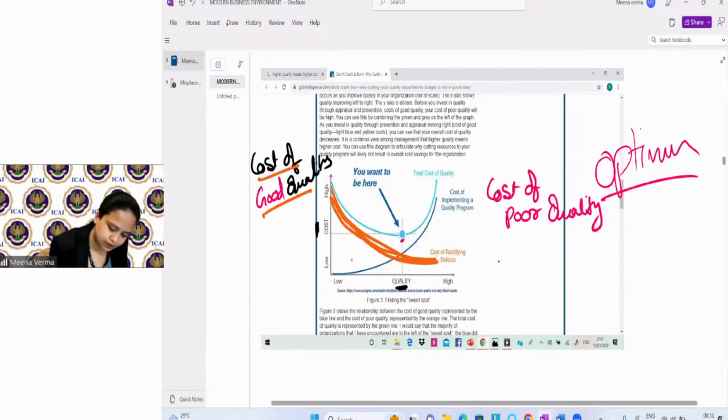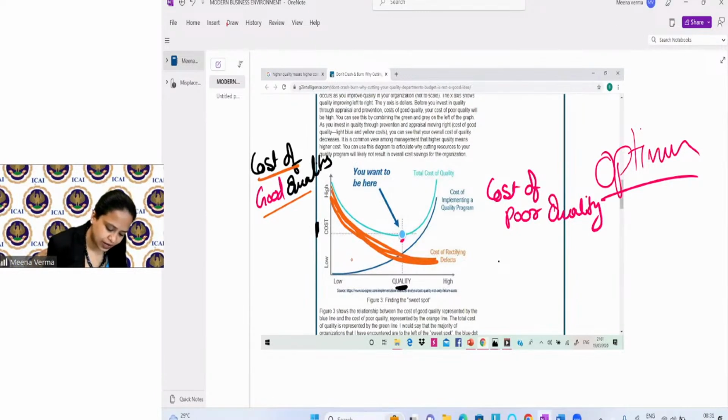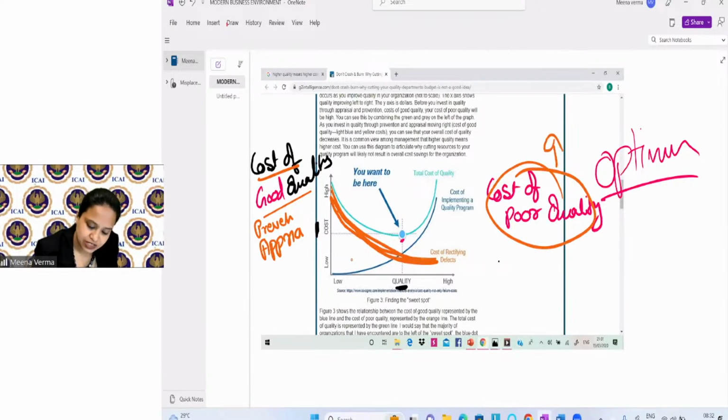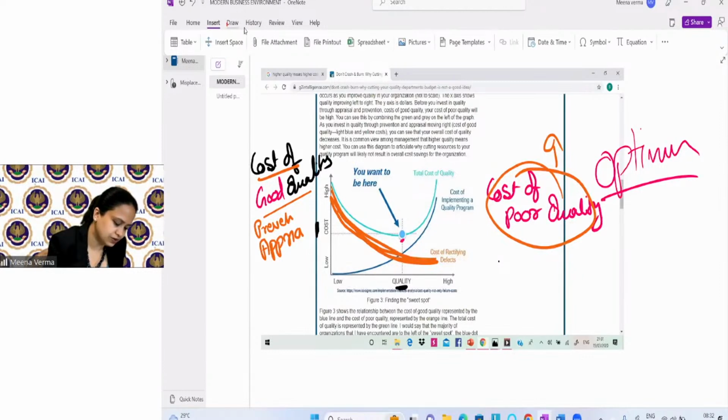Cost of good quality. If the cost of good quality means the prevention and the appraisal, these two costs are high, when the prevention and appraisal costs will be high, what will happen? You will produce a quality product right the first time, right? But if the cost of poor quality will be high, what will happen? If you want to keep this cost high, the quality will be less, right? Quality will be less. Okay, so let's plot it.